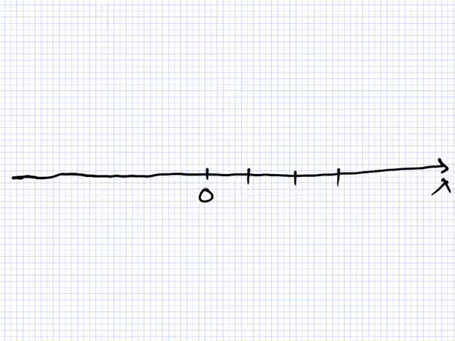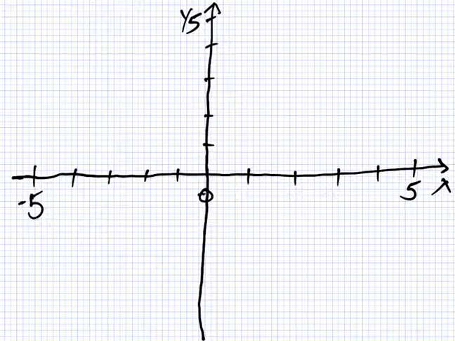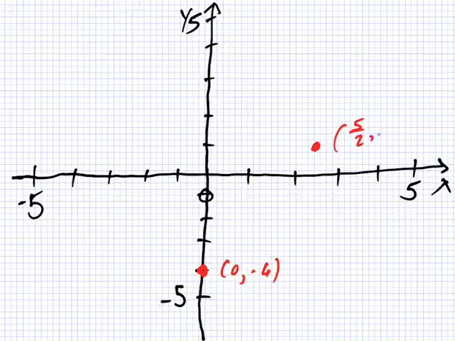One, 2, 3, 4, 5. Okay, what was my first point? (0, -4). My next point? (5/2, 1). My next point? (2, 0). And here (3, 0). Yeah. And here we go.